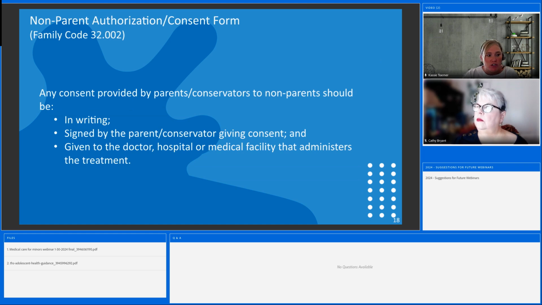So you will want to make sure that any agreement between a parent and a non-parent should be in writing. It should be signed by the parent or the conservator giving consent, and it should be given to the doctor, hospital, or medical facility that will be administering the treatment. So again, if you're going to have that, you'll want to make sure that this form includes these items.